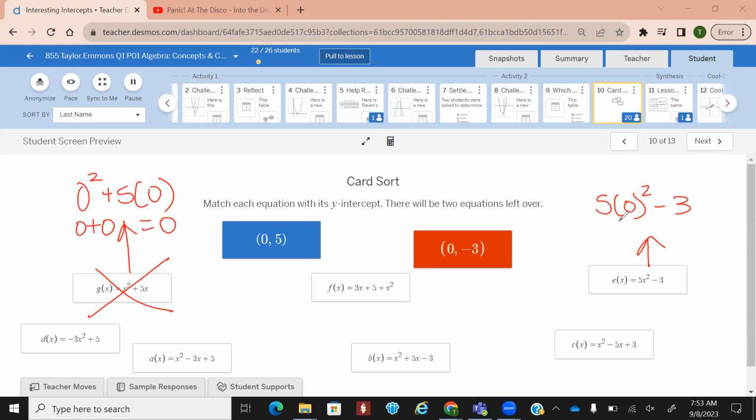5 times 0 is? What's 0 minus 3? Okay, so this works for this guy. That's all you're doing. Please stop making things difficult.